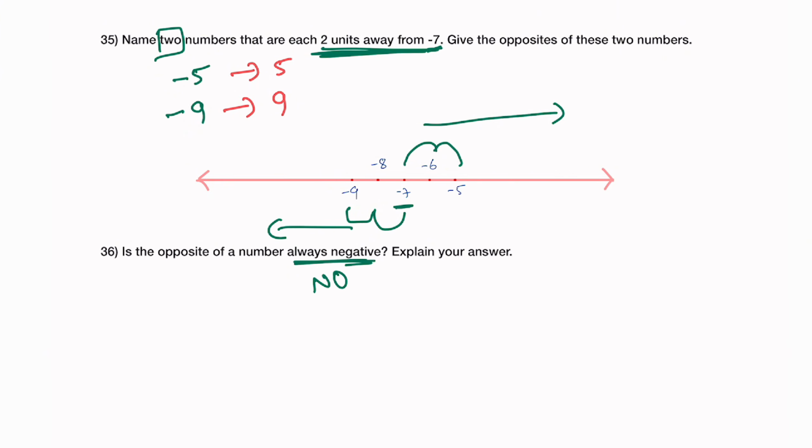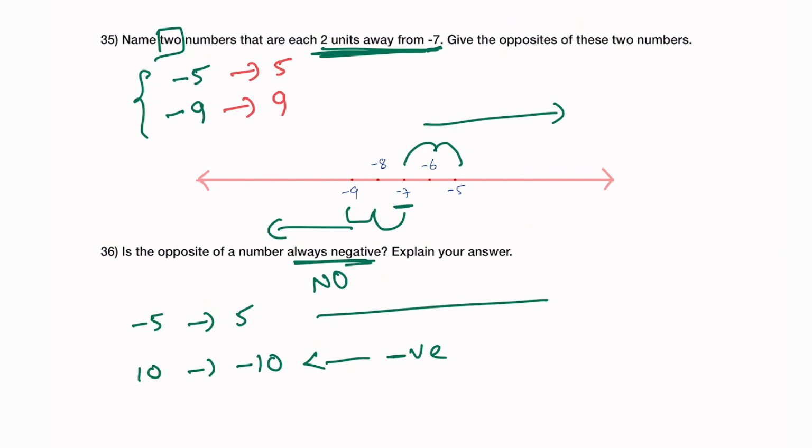No, how can that be a big no? We just saw here in this example, the opposite of the number was positive, it's not negative. So it depends upon the numbers, and you can explain your answer using numbers. You can say the opposite of minus 5 is 5, and the opposite of 10 is minus 10. So in this example, it is negative, but in this example, it is positive, right? So the opposite of a number is not always negative. It is negative only for the positive numbers, and it is positive for the negative numbers.